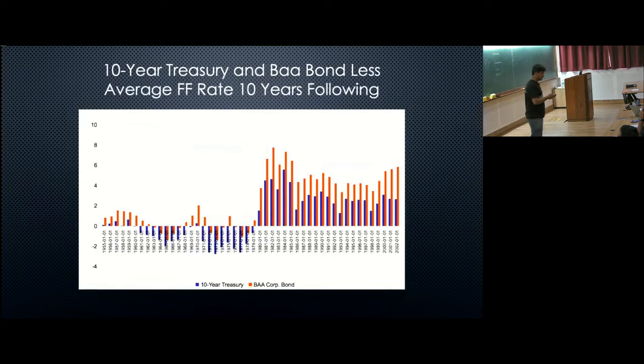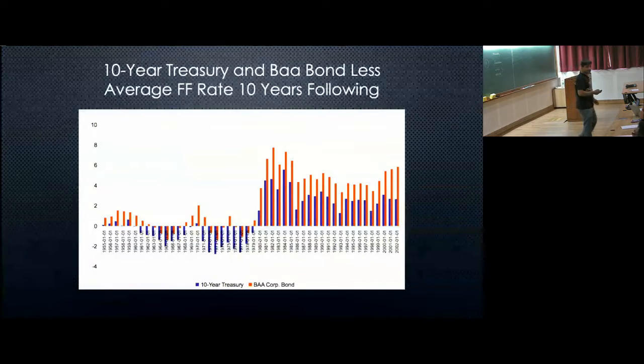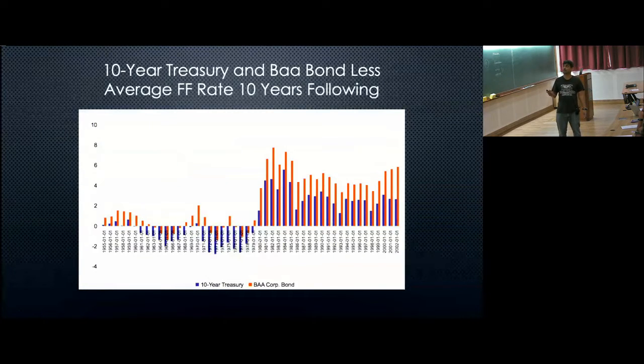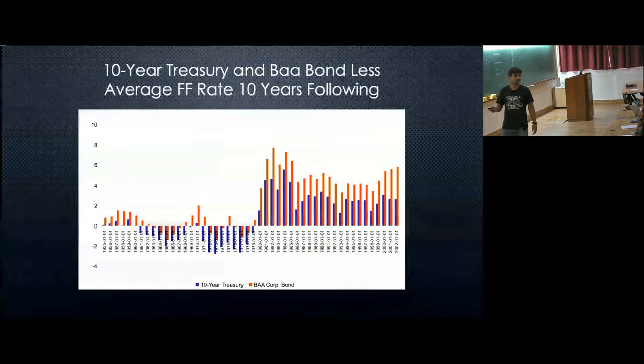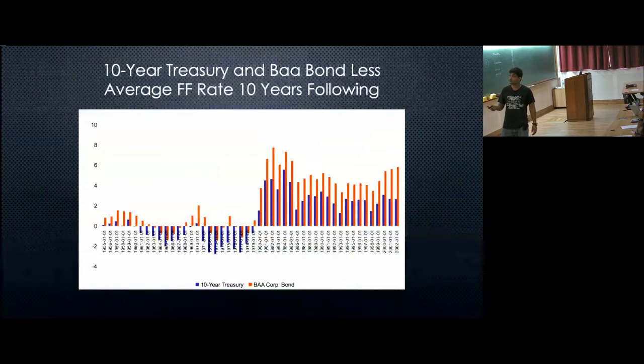Here's another look at the same kind of figure. This is the 10-year Treasury and BAA bond rate less the federal funds rate. And you can see that they are quite close together in the period between 1955 and about 1980.